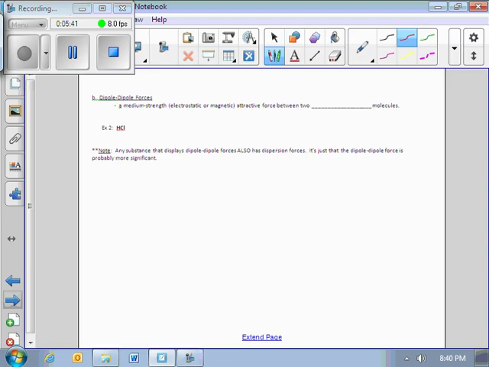Now, dipole-dipole forces are slightly stronger. A dipole-dipole force is a medium strength attractive force between two polar molecules. So for instance, if you looked at HCl, you've got H bonded to chlorine, okay? And as you talked about earlier, the chlorine is going to have that partial negative charge because it's more electronegative. It's going to pull on the electrons more, and that's going to leave hydrogen with a partial positive charge. Okay, that is a polar molecule. It distinctly has a negative end and a positive end.